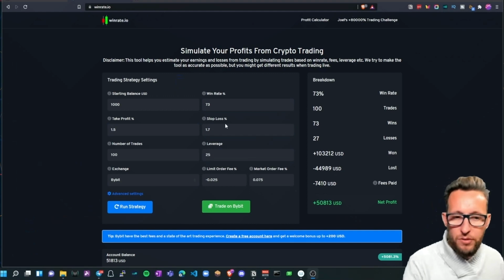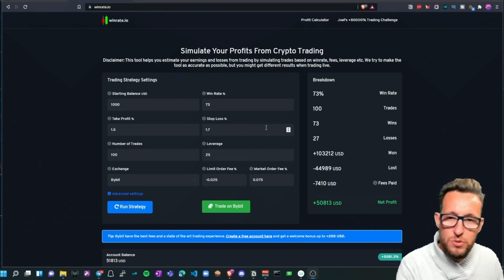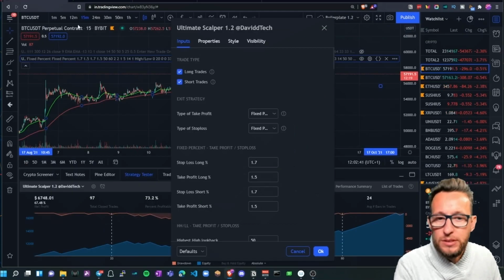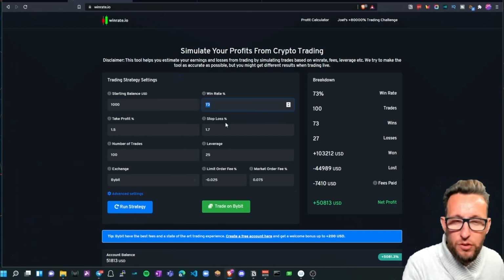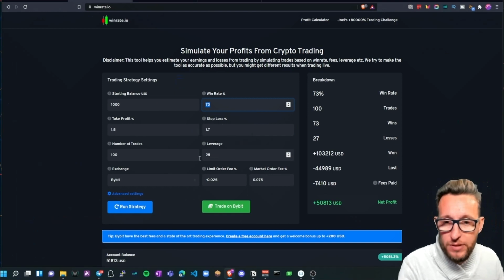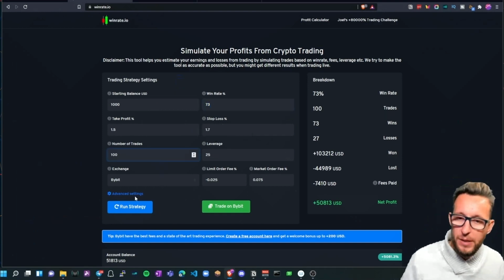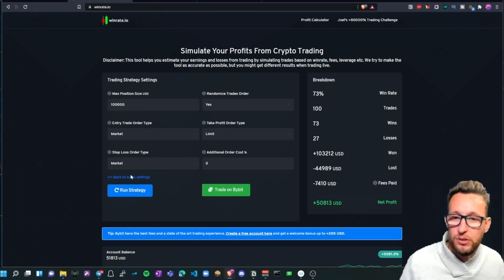Okay, here I am back. Right, I've decided to use the current settings, which is a 73% win rate. As you can see here, 73.2 win rate. I'm going to be using a take profit of 1.5 and a stop loss of 1.7. We're going to be using 25x leverage on 100 trades on ByBit with market orders.